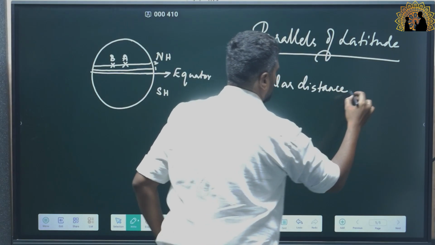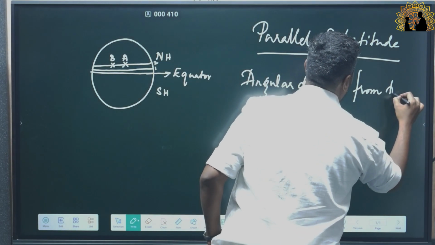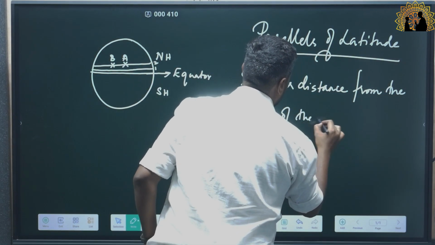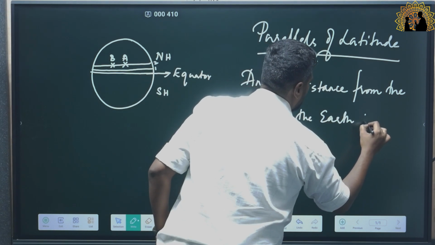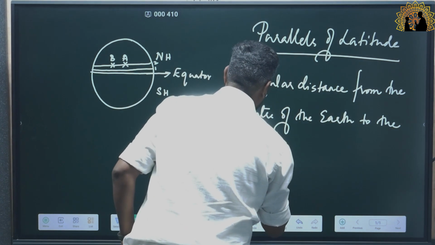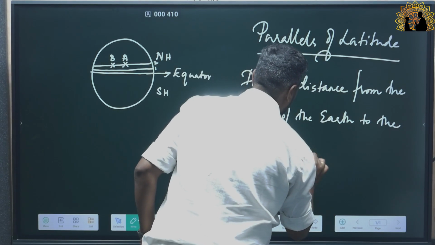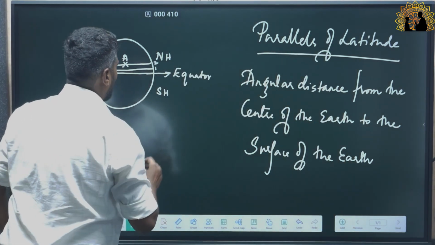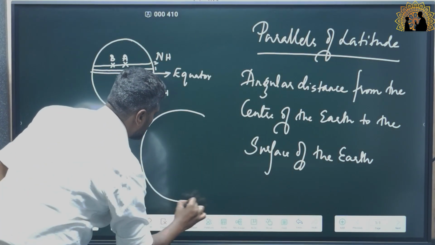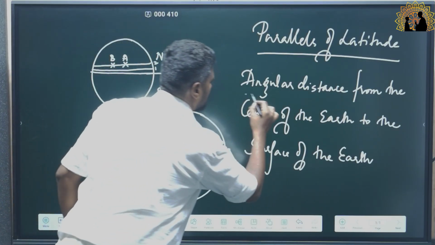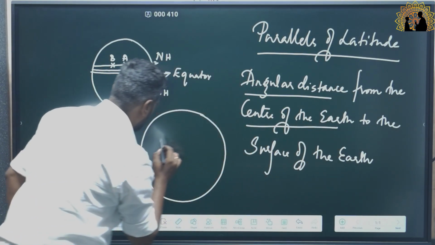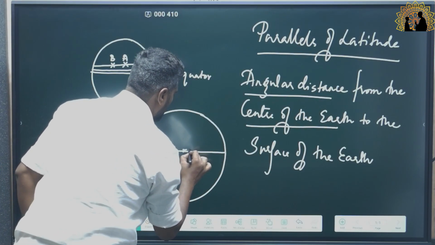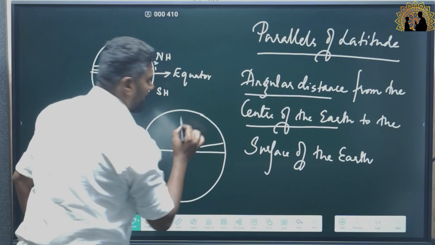It is the angular distance from the center of the earth to the surface of the earth. I'll explain what this means. If I take this as the earth, it is the angular distance from the center of the earth, and this is the equator we have drawn. The angular distance on the surface of the earth, for example, this is 1 degree.